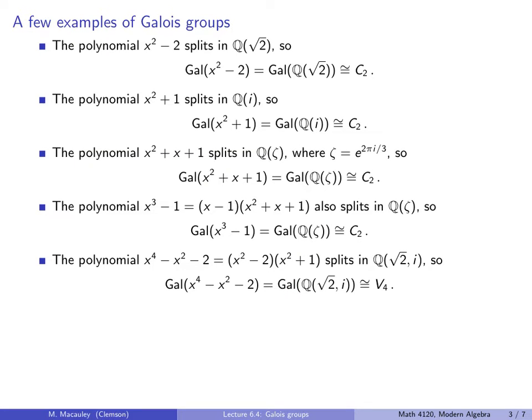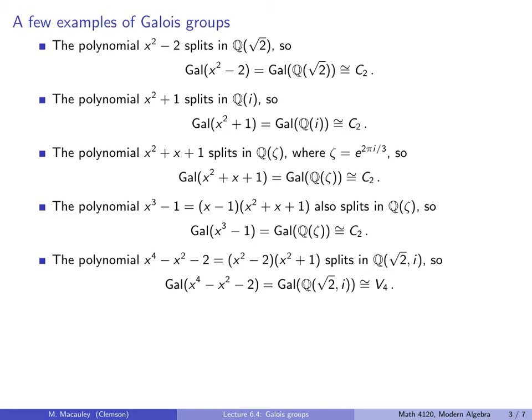Next example. Let's take the polynomial x to the fourth minus x squared minus 2. This factors as x squared minus 2 times x squared plus 1. So it factors into two irreducible components. And in order for this to split, you have to go all the way up to Q adjoin root 2 and i, because the roots here are plus or minus root 2 and plus or minus i. So you have to adjoin both of these.